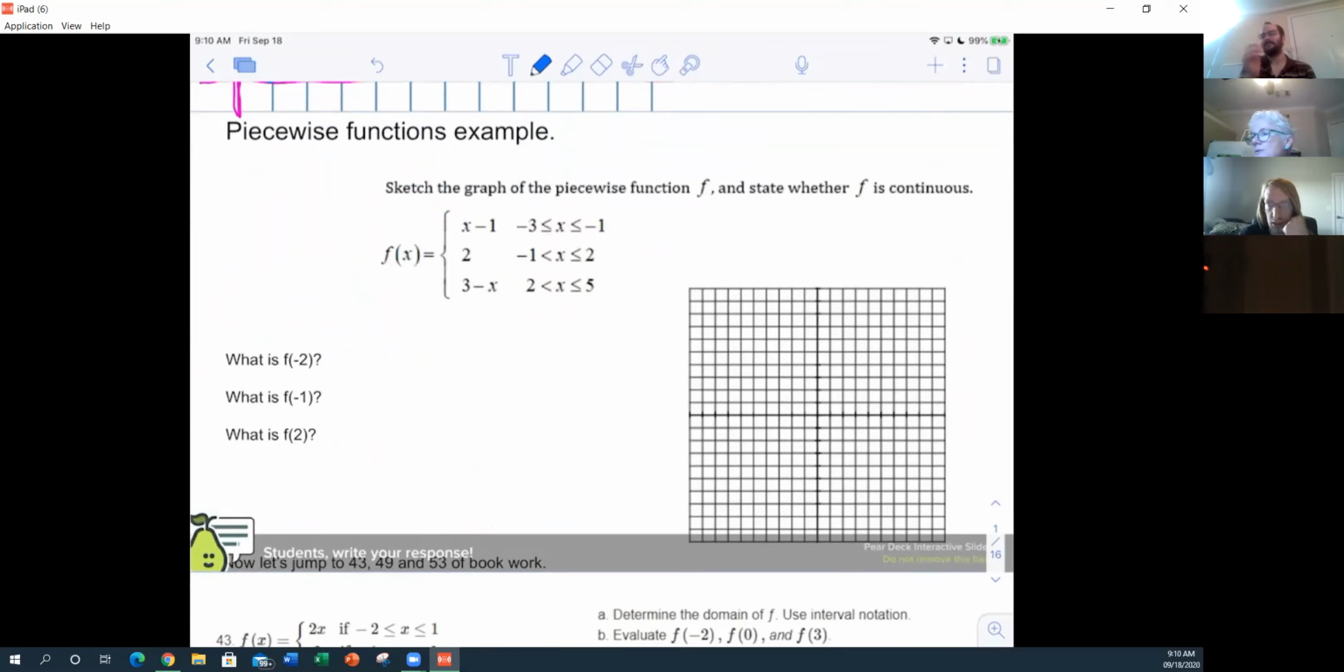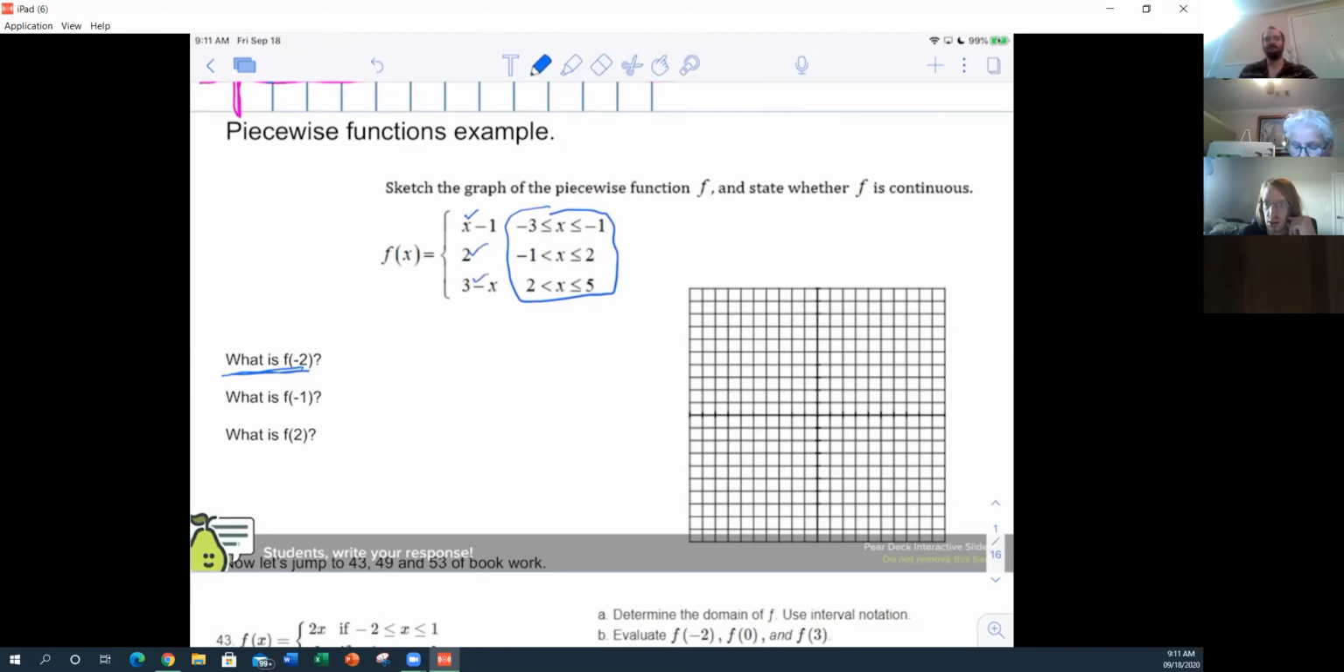But so they kind of look intimidating. First of all, I want to make sure that you know what f of -2 is. You look at these intervals, each one of these intervals. If the x you're given is between -3 and -1, you're going to use this formula. If the x they give you is between -1 and 2, you're going to use this formula. And if it's between 2 and 5, you're going to use this formula.